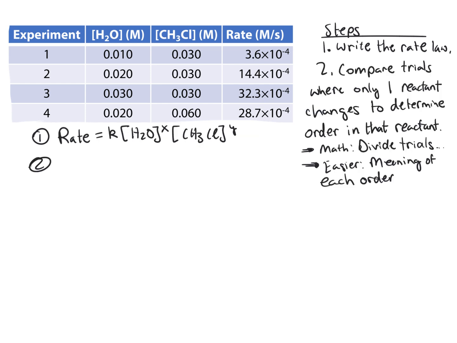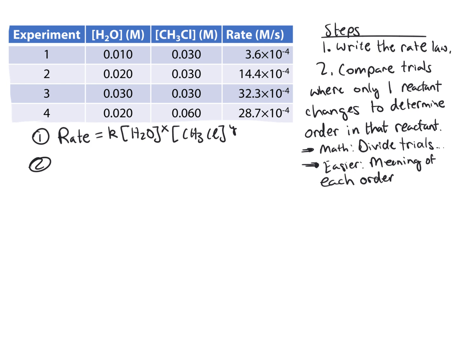Next, we need to do those comparisons where we look for cases where only one reactant concentration changes to determine the order in that reactant. We'll be able to do that 2 ways. First, by actually doing the math, taking the rate law for each trial, plugging in and dividing them. We'll see, though, that it's much easier if we just remember the meaning of each order. So we'll show both of those, but overall we'll lean on this easier method, just because it's less math and faster and more intuitive.